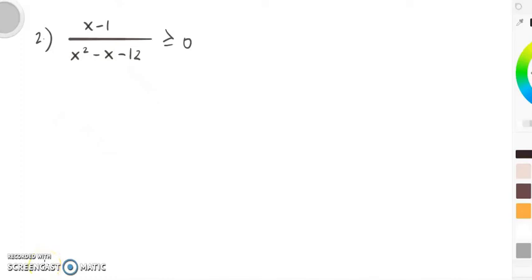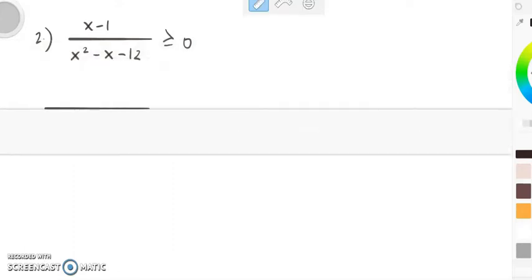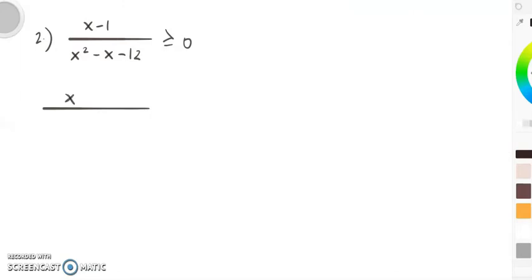For the second example, which is a rational inequality, we have (x - 1)/(x² - x - 12) ≥ 0. In evaluating a rational inequality, we find the solution set where all the possible values for x are found. So in this case, we have x - 1, and we factor the denominator: (x - 4)(x + 3), still greater than or equal to 0.